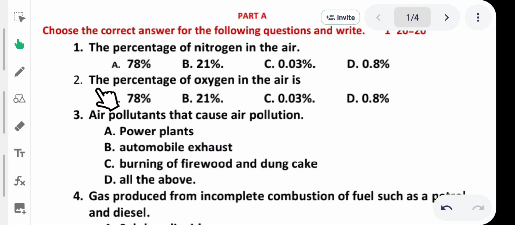Second question: the percentage of oxygen in the air is 78%, 21%, 0.03%, 0.8%. Here the answer is 21%, option B.